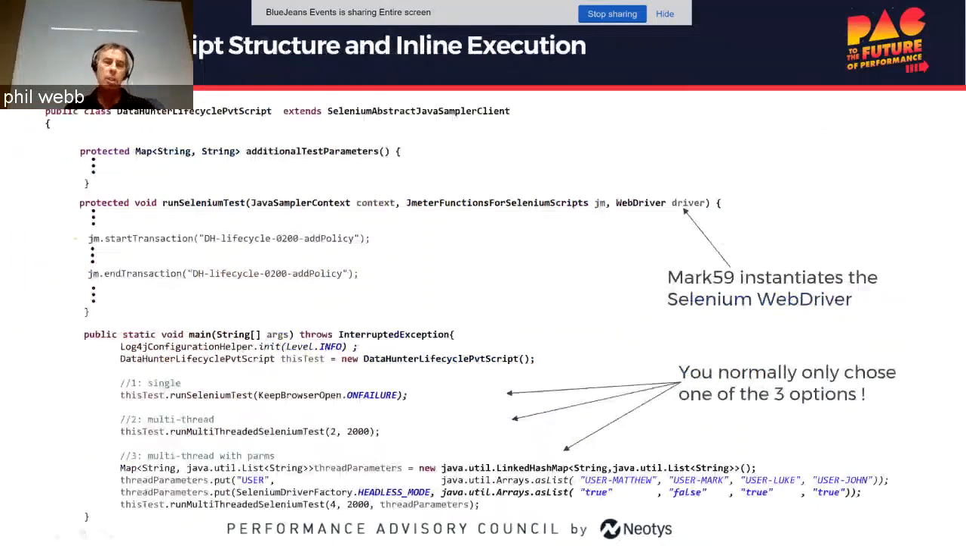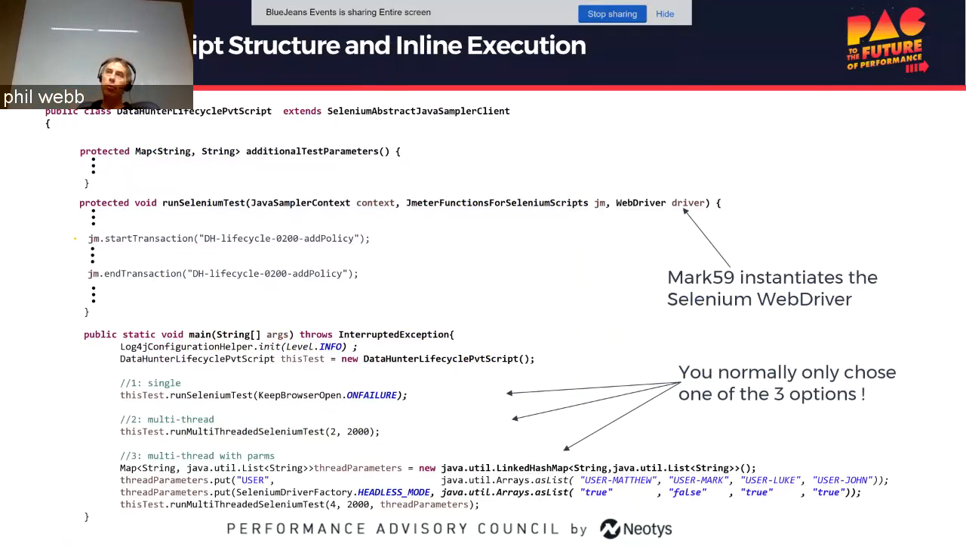Okay, so this is the general structure of our scripting. I've already gone through additional test parameters. The guts of it is the run Selenium test. This is where the actual script goes. The browser gets passed into this method so that it's available as you're clicking through the Selenium steps, and you tag your transactions with these start and end tags, pretty well like in most tools.